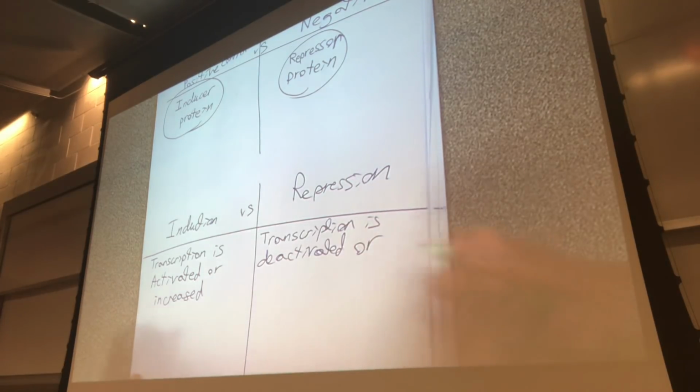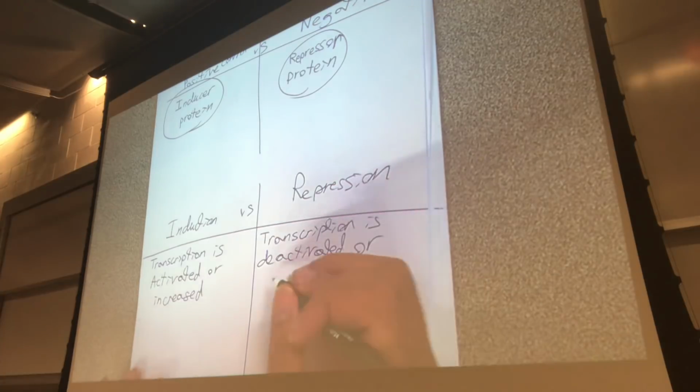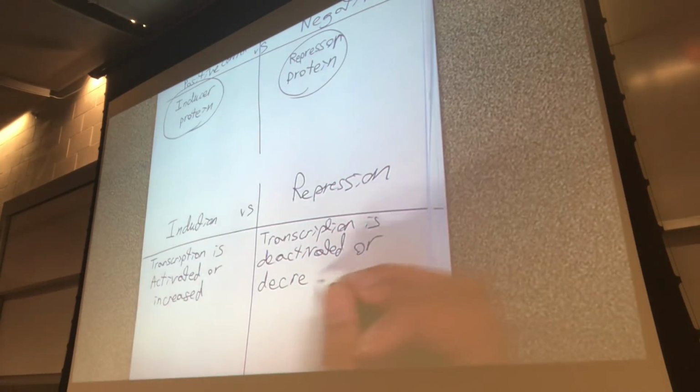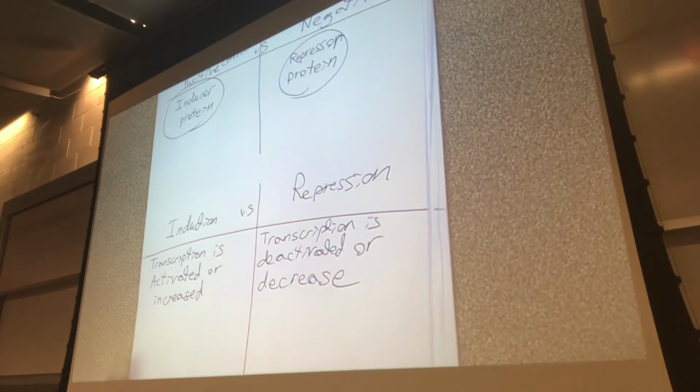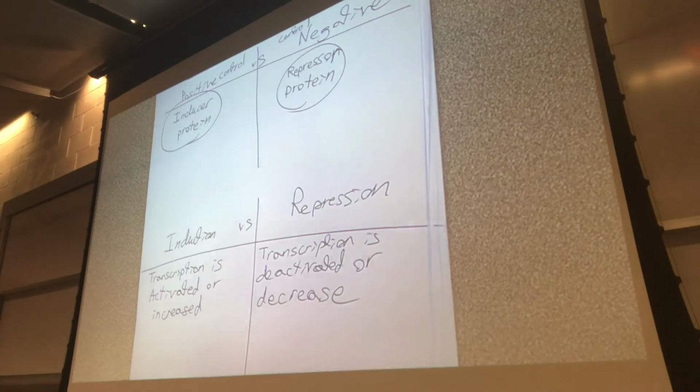Or if there was transcription going on, repression, rather than just deactivating it, could decrease transcription. Maybe not completely shut it off, but at least decrease it. Okay. Yes, these words are only associated with prokaryotes. In eukaryotes, you'll learn about things called transcription factors, enhancers, proximal and distal promoters. You'll learn all about that later. This is just for prokaryotes.